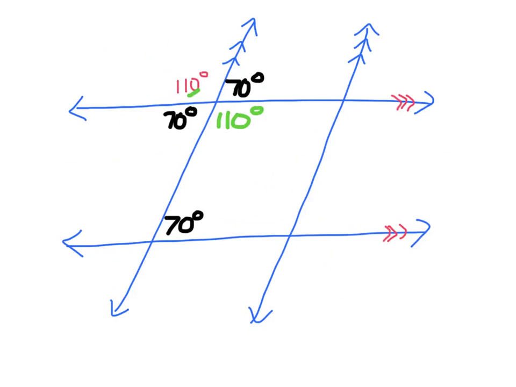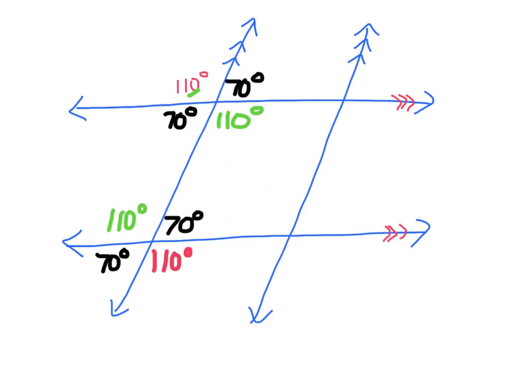Now, another property I could use is alternate interior. This angle is on the inside, and this is on the opposite side. So alternate interior angles, this one has to equal 110 degrees. Now, if this one is 110, this one needs to be 110 because they're vertical angles. And same thing here, if this is 70, this one needs to be 70 because they're vertical angles.